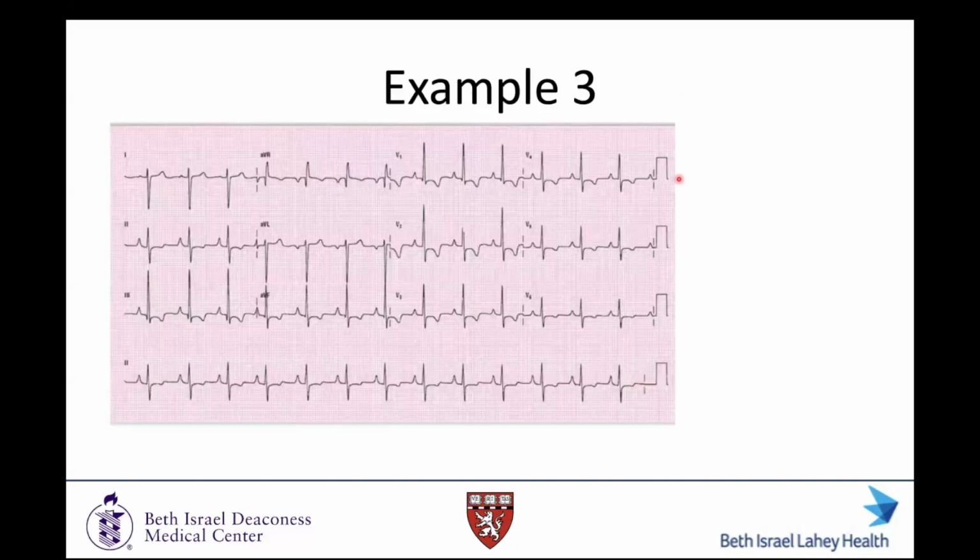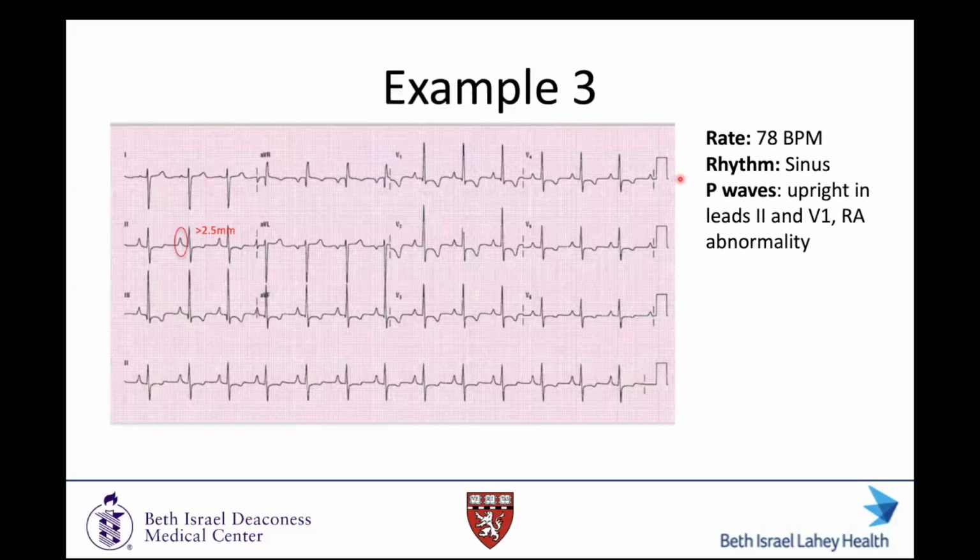So starting off with our first example, here we have a rate of 78 beats per minute. Our rhythm is sinus. And then our P waves, if you look in lead 2, they're actually pretty tall, greater than 2.5 millimeters. So this would be consistent with a right atrial conduction delay. Our PR intervals are normal and they're pretty consistent throughout. And then we have a right axis deviation here. So we see a negative component in lead 1, positive in 2, positive in AVF, which is consistent with a right axis deviation.